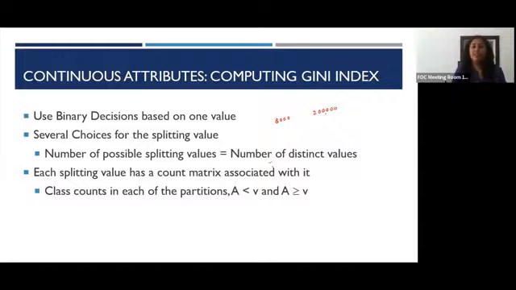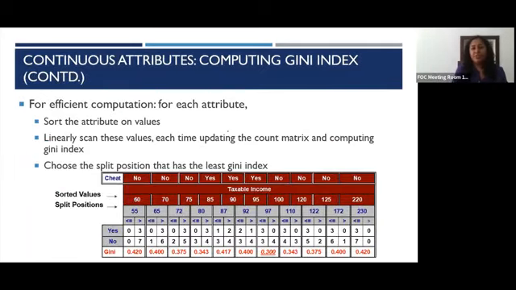Number of possible splitting values is the number of distinct values, right? So you have to come up with a condition like this, less than something and greater than something. So how do you determine which value? Students, it's not very easy. So what you can do is sort all the values you have. For example, if you have salaries, you can sort the salaries. Let's say we have 60,000 to 220,000 salaries, right? So you can put them into ranges.